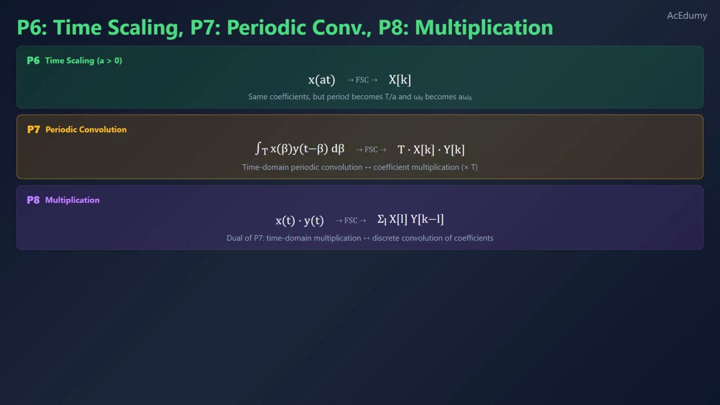Property 8 is multiplication. If we multiply x of t and y of t in time, the Fourier series coefficients are the discrete convolution of x of k and y of k, written as the sum from L equals negative infinity to infinity of x of L times y of k minus L. This is the dual of property 7. Multiplication in time corresponds to convolution in frequency.